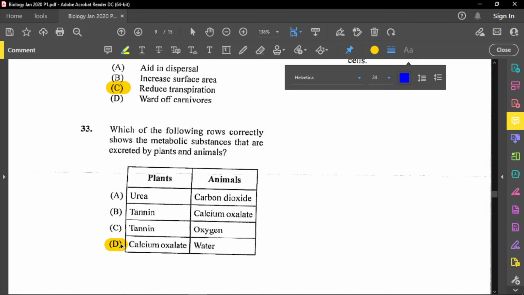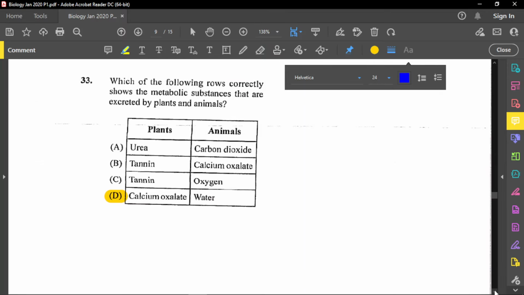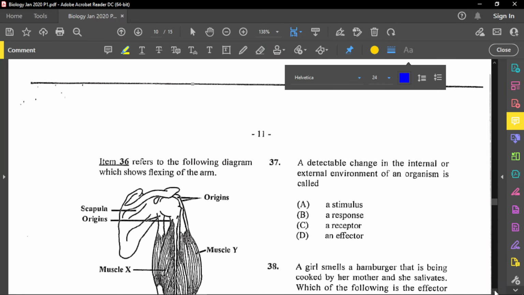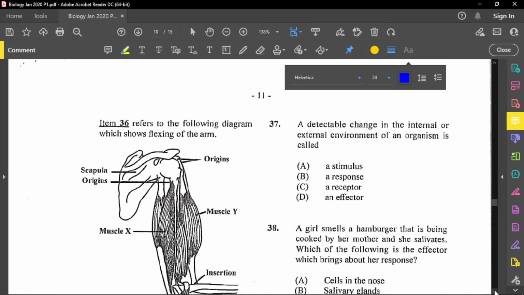And water is also an excretory product as well, just to make mention of that. Calcium oxalate is also one of the main substances found in kidney stones. You may see it in kidney stones as well. It's like a salt-like structure. All right, question number 36, and we go to 37 afterwards.